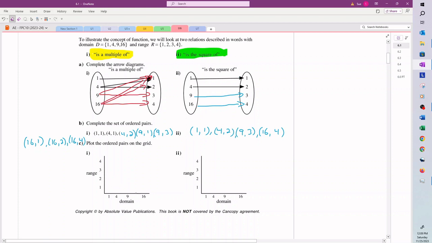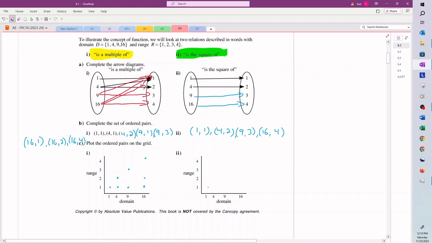When we graph this, 1 was a multiple of all of them, so I can put a dot there. Sorry, I spoke that backwards. So 1 is a multiple of 1. 4 is a multiple of 1 and 2. 9 is a multiple of 1 and 3. And 16 is a multiple of 2 and 4, as well as 1. So that's how we can graph this. And you can see that there are points that are stacked on top of each other on the grid, if we actually had a grid here. These are vertically stacked, and that is a feature of a non-function.